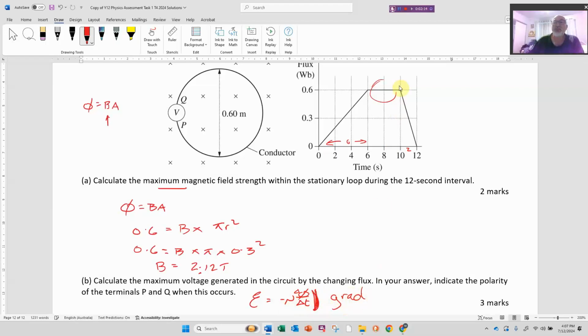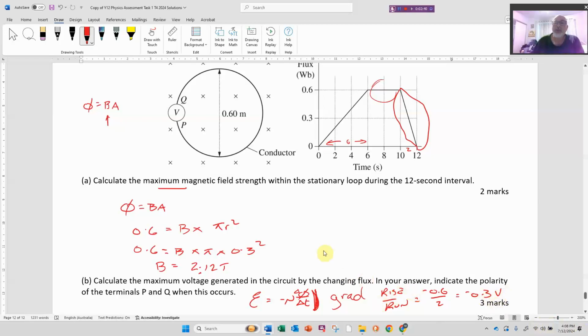So the gradient, where it's the steepest, is in here. So for that, we get rise over run equals, it rises negative 0.6 and it runs for 2. So that's equal to negative 0.3 volts.